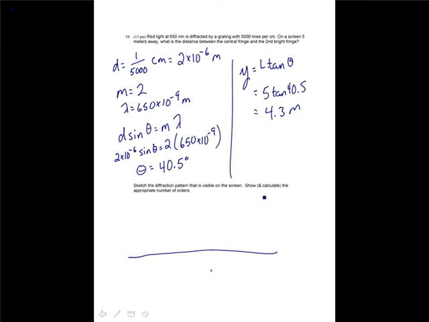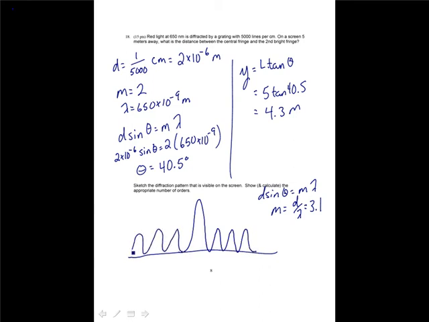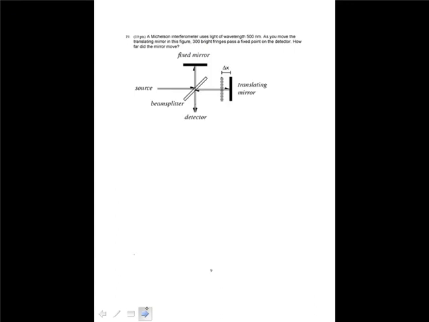Now to sketch the diffraction pattern, I want to show the appropriate number of orders, so let me calculate that first. d sine theta is equal to m lambda. If I let theta equal 90 degrees, then I solve for m. That's d over lambda, and this equals 3.1. That means that on either side of the central bright fringe there are 3 orders. So it looks something like this if I just sketch it. There's the central fringe. And that's it.